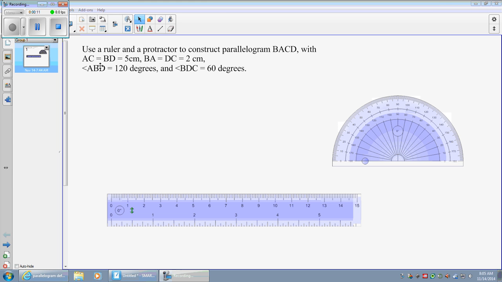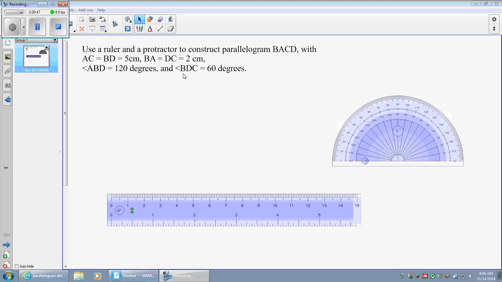So let's take a look at our problem today. The problem is I want you to create a shape. So you're going to use a ruler and a protractor to construct a parallelogram BACD with AC equaling BD, which is going to be 5 centimeters long. BA and DC are going to equal 2 centimeters. Then we also have more information. We know that angle ABD will equal 120 degrees and angle BDC will equal 60 degrees. That's a lot of information.